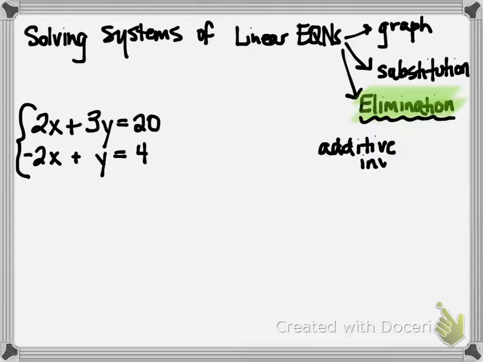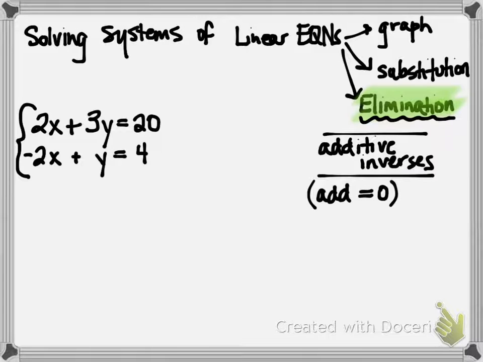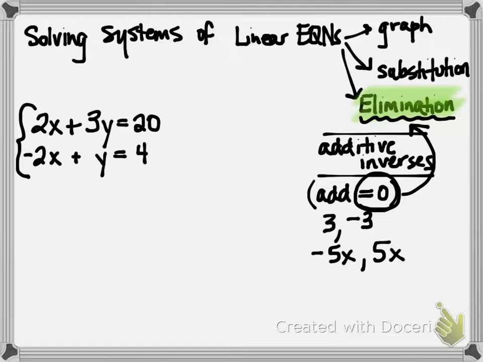Additive inverses. An additive inverse is a fancy way to say two things that add together and equal 0. For example, 3 and, yes, that's right, -3. They add to 0. What about negative 5x and, yes, that's right, 5x. You're so smart. So there's lots of different pairs, and what you want to do is look in your system. You're going to try and find a pair of additive inverses on either the x's or the y's. That way, they can add to 0, and we can then eliminate them, which is very nice.